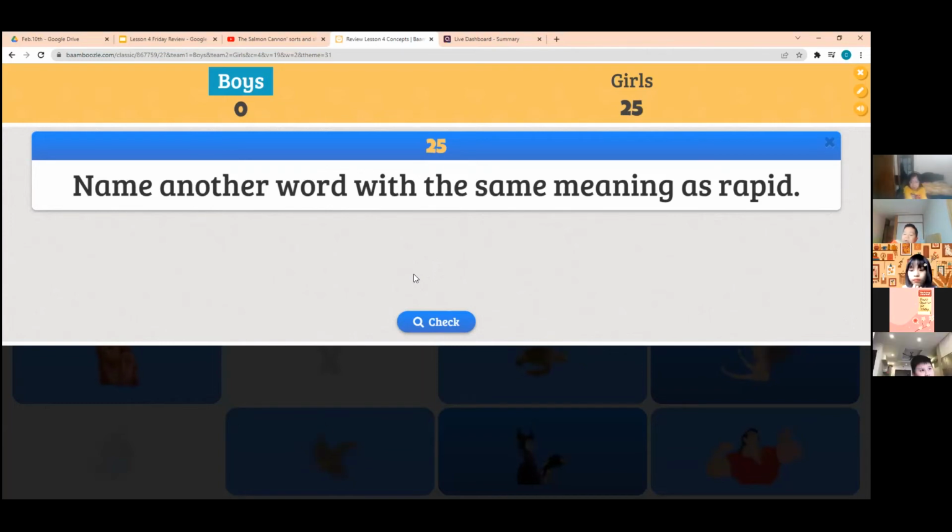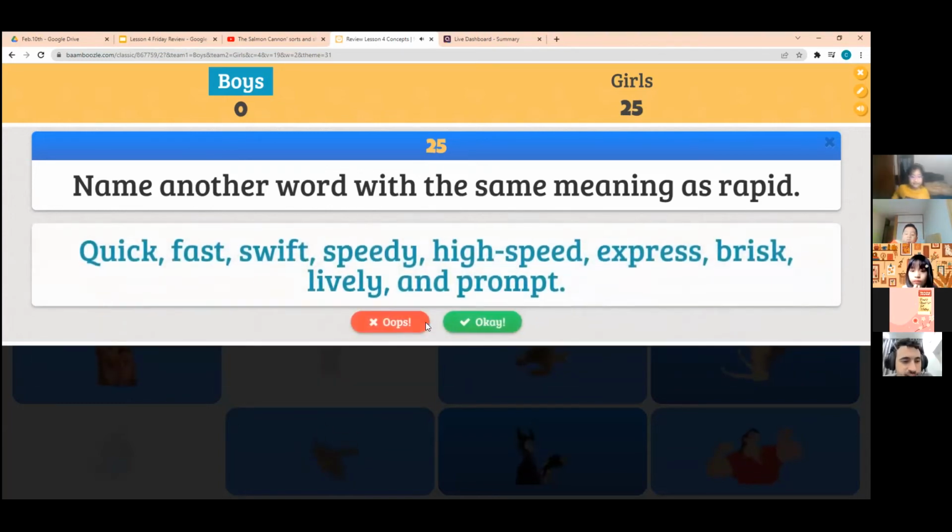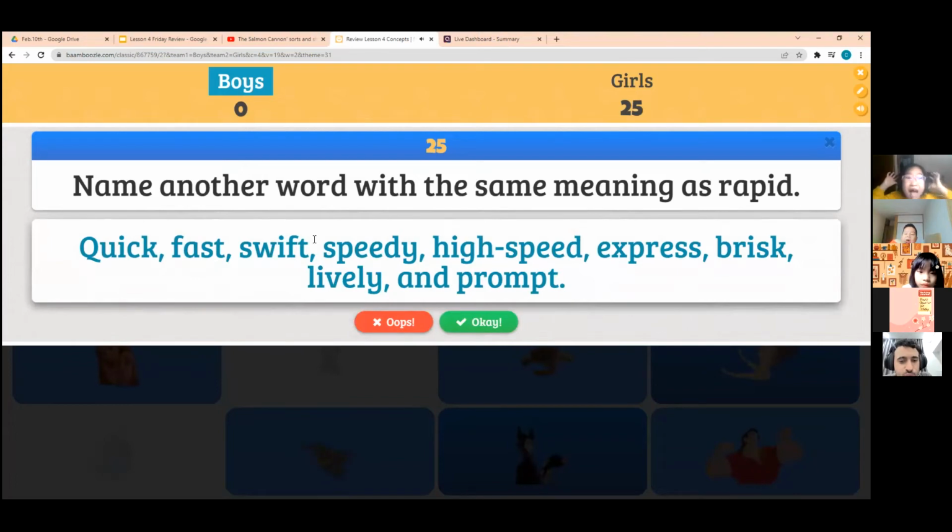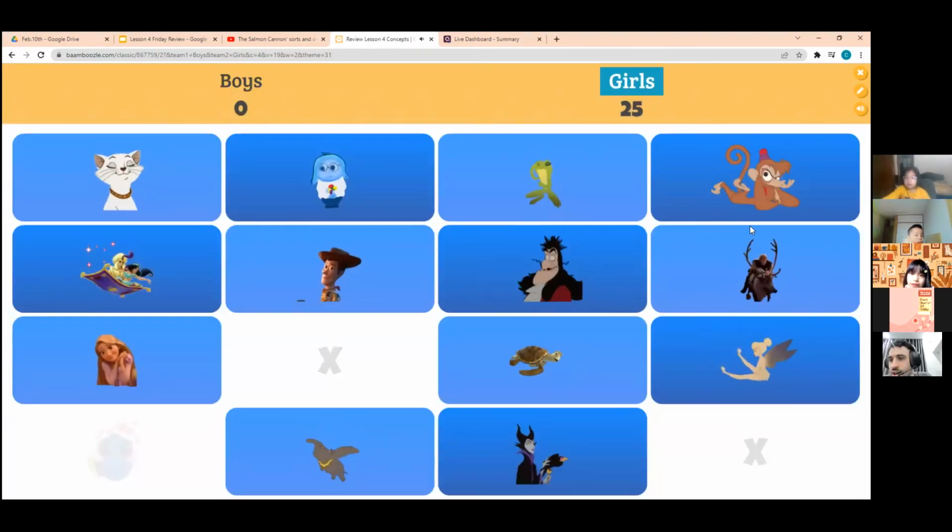Not big, not big. It means quick, fast, swift, speedy, high speed, express, frisky, lively, and prompt. I wrote tons of words that mean rapid, but remember it means quick or fast. Okay, that's an oops for the boys. The boys aren't starting off very strong.